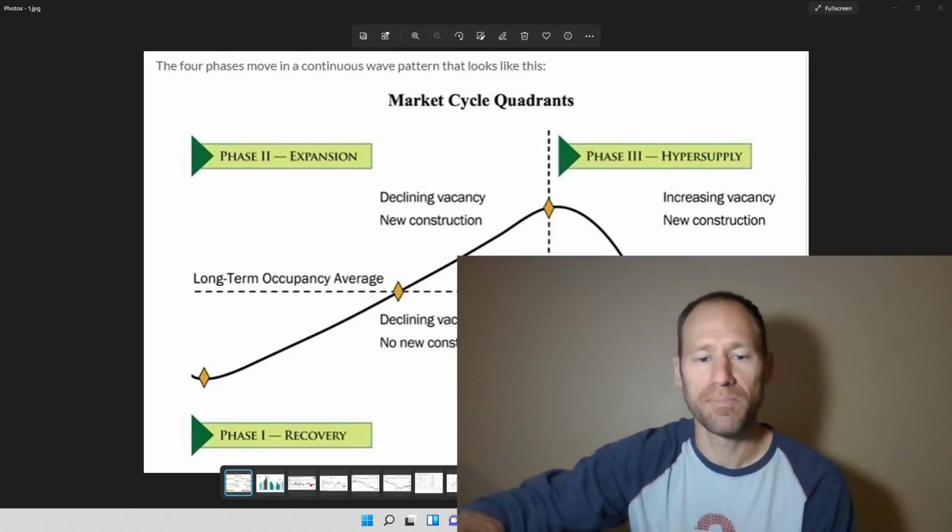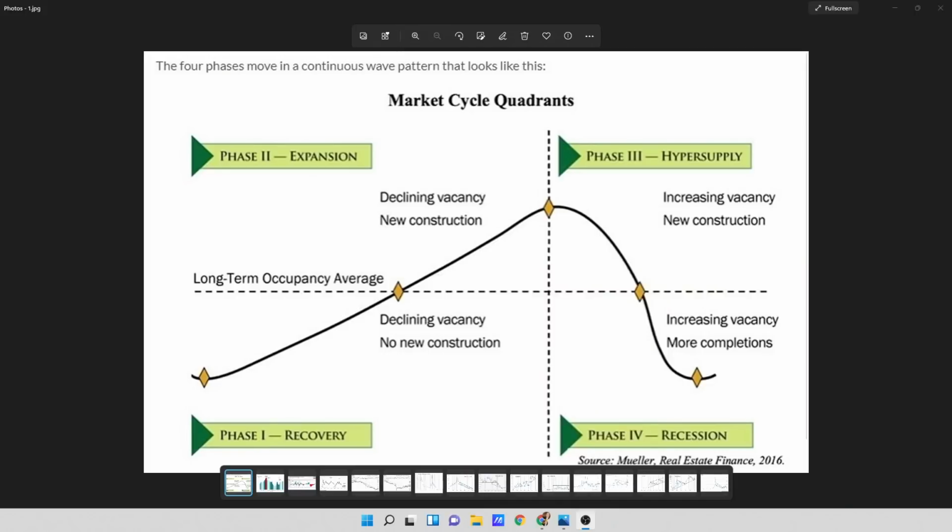And what I have behind me is the market cycles for real estate. And you're saying, what does real estate have to do with commodities? It actually has everything to do with commodities. The real estate market is when you basically have a leveraging up versus a deleveraging. And we've got four phases here. We've got a recovery phase, an expansion phase, a hypersupply phase, and a recession phase.